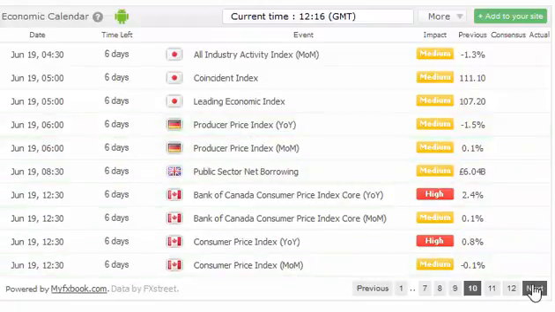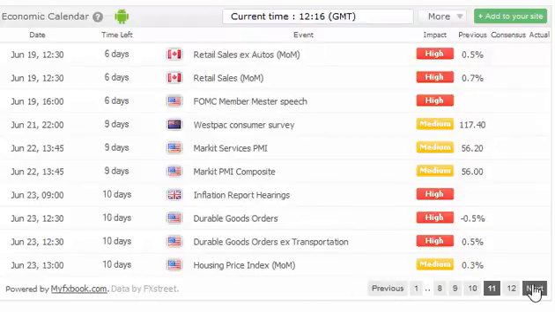We have CPI out of Canada, unless you're trading the Canadian dollar, probably won't matter. And then we finish out the week. You have FOMC member Mester speaking. He could say something that moves the market, but truthfully, that's probably about where we ended.